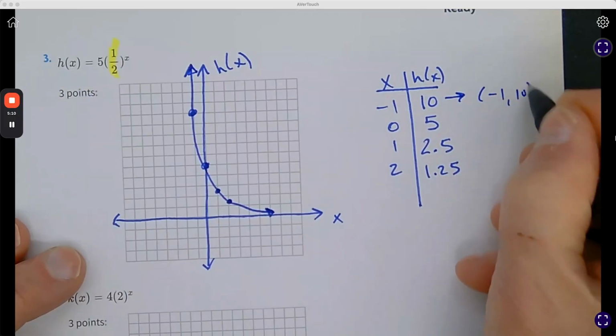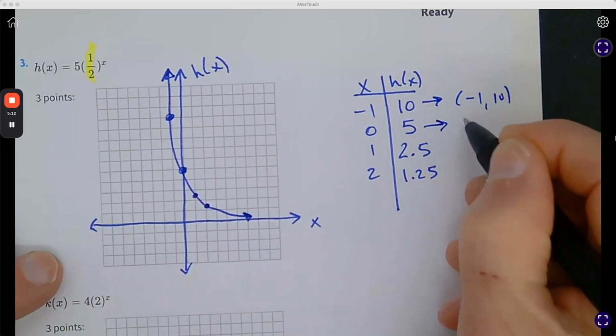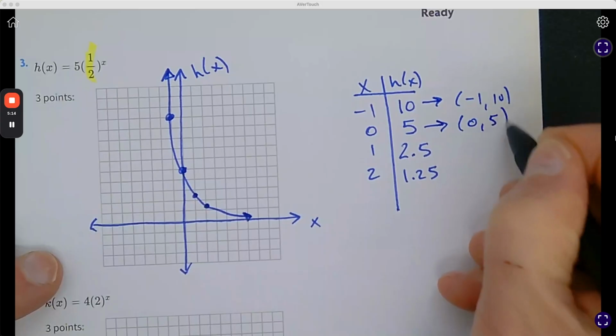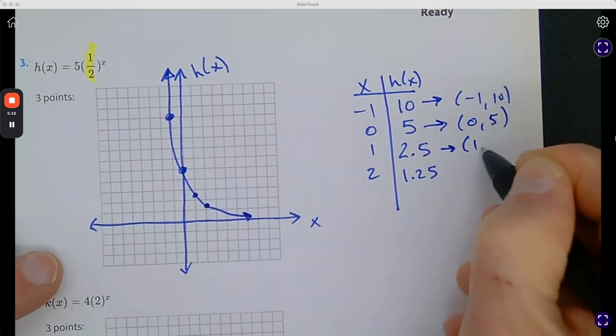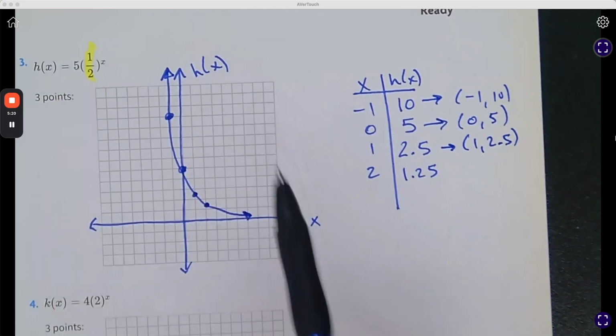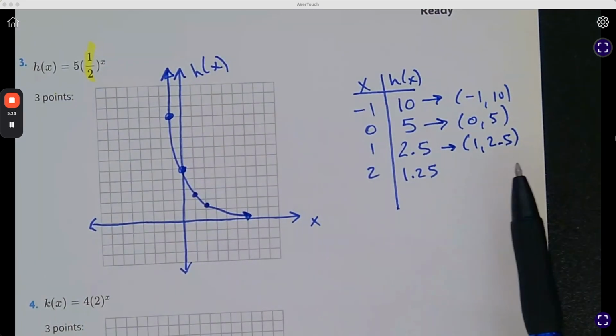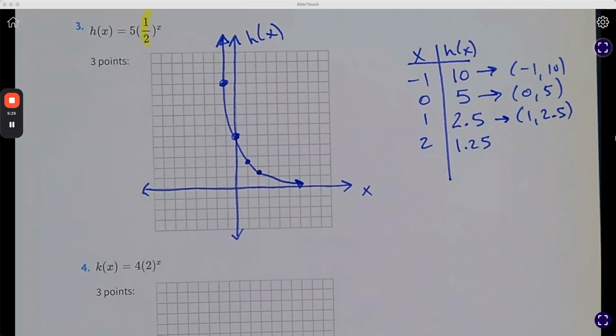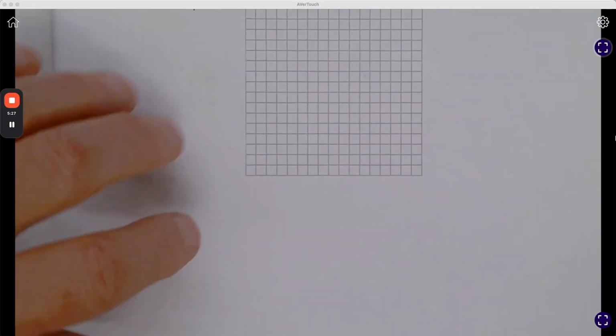That's a solution. Remember, solutions for the coordinate plane look like ordered pairs. So if I ask you for a solution, and you have a 2-variable equation, x and y, then your answers are ordered pairs. All right, this is also exponential.